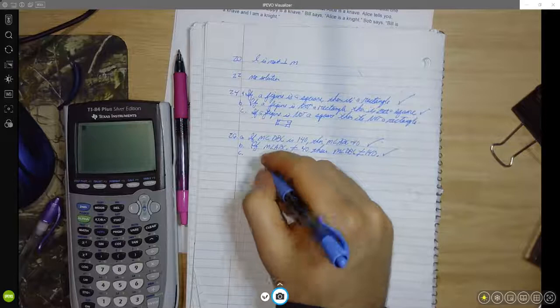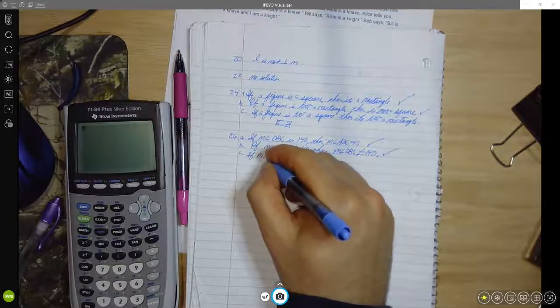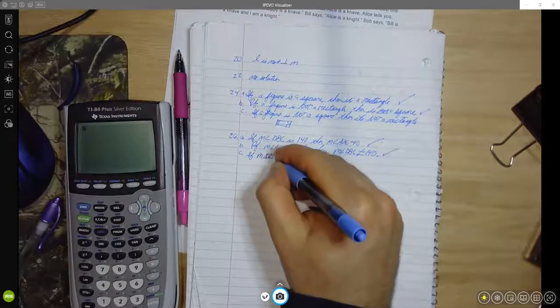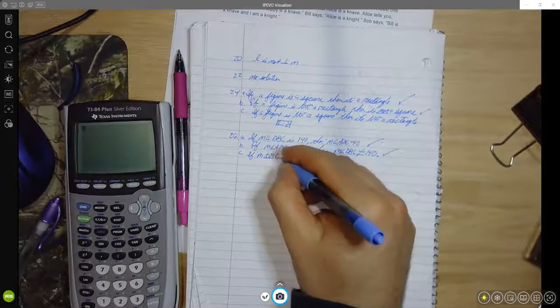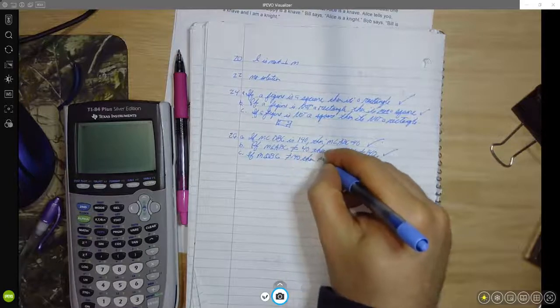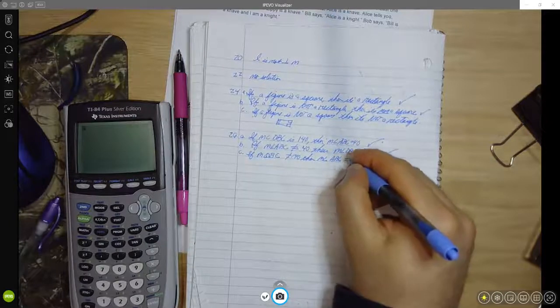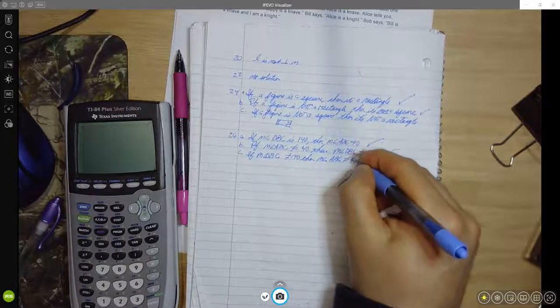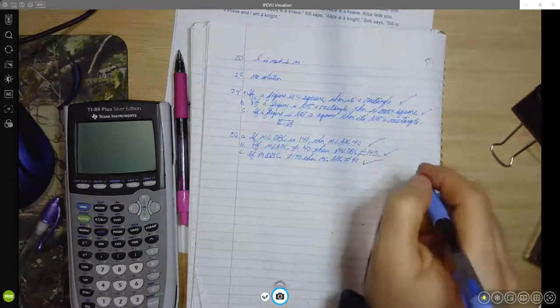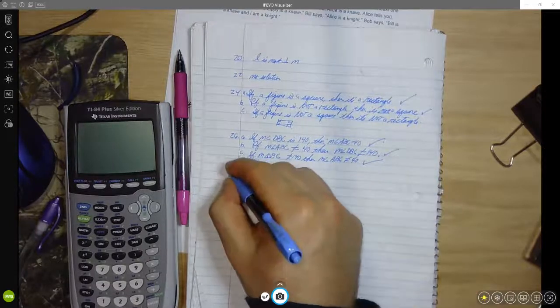Letter C. If the measure of angle DBC is not 140, then the measure of angle ABC is not 40. This is the contrapositive, by the way. And that is also true. So they're all true. 28.